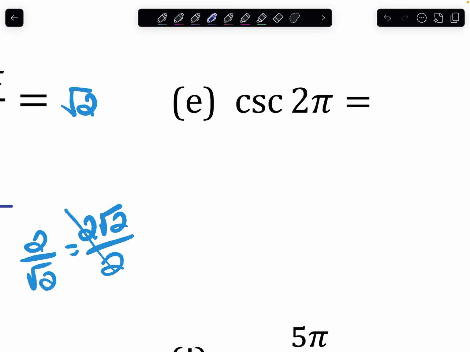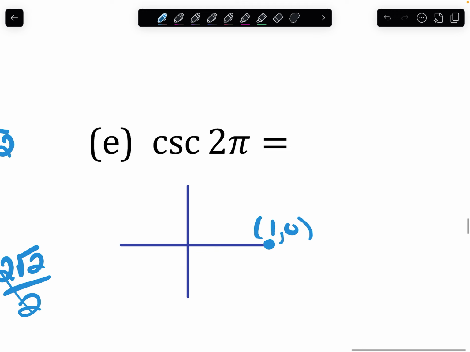Cosecant 2 pi. It's not a 6, 4, or 3, so it's also an axis angle. 0 and 2 pi are in the same location. 0 is no rotation. 2 pi is a full rotation. So this is the point 1, 0. Cosecant is the reciprocal of sine. So 1 over y, well, 1 over 0 I cannot do. Does not exist.